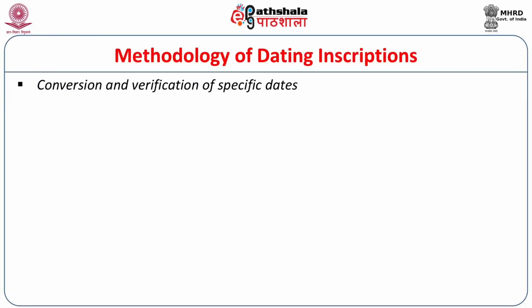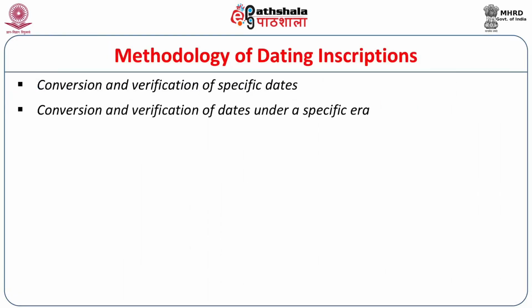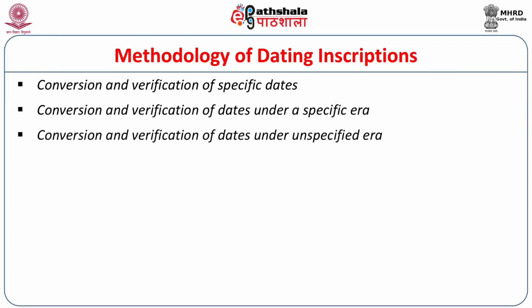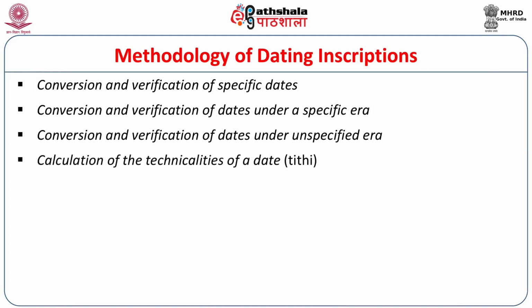So, if we summarize the works of our earlier pioneering scholars, there are 4 different aspects of the methodology of dating inscriptions. One is the conversion and verification of specific dates, the conversion and verification of dates under a specific era, the same conversion and verification of the dates under an unspecified era, and then calculation of the technicalities of a date or a particular tithi. These 4 are the major methodological aspects of dating inscriptions.